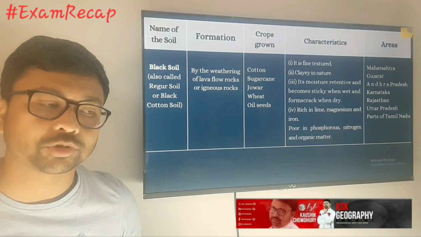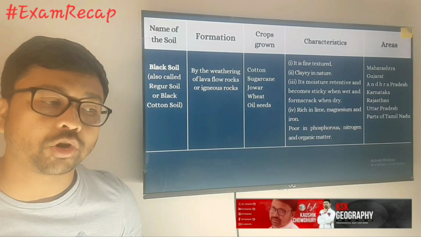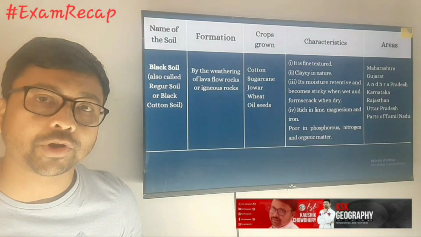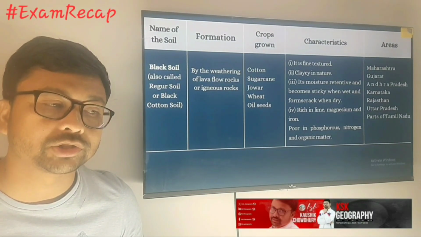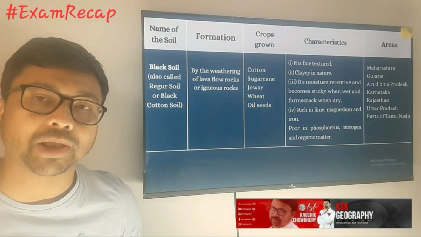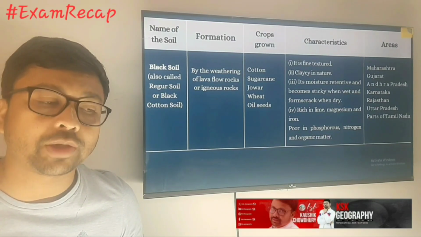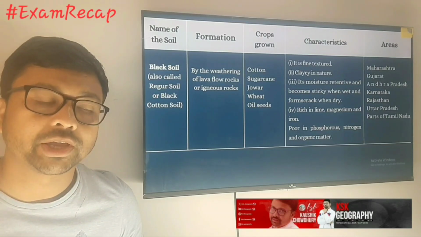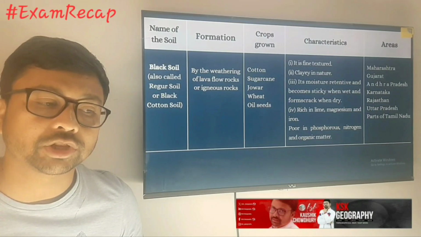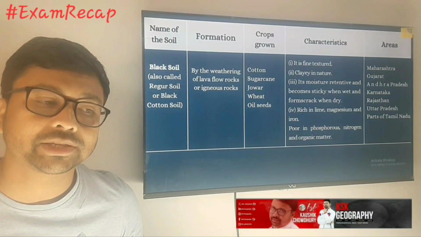Next, you need to know about the black soil. Black soil is also called regur soil, and it is good for cotton cultivation. That's why it is called black cotton soil. It is formed by the weathering of lava rocks or igneous rocks. Crops grown: first you need to mention cotton, which is a very important crop in this region. That is cotton, sugarcane, jowar, wheat and oilseeds.